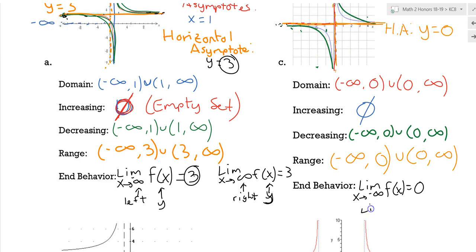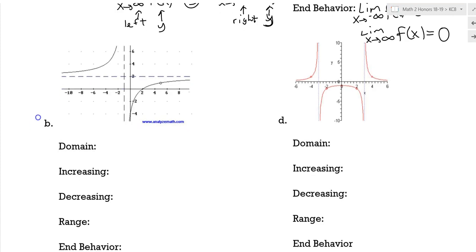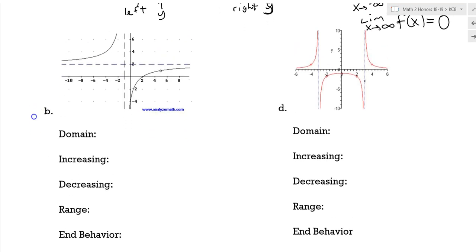Then the limit as x approaches infinity of f of x. So this side, right, same thing, it's getting close to that line. All right, next example. Put it up there.